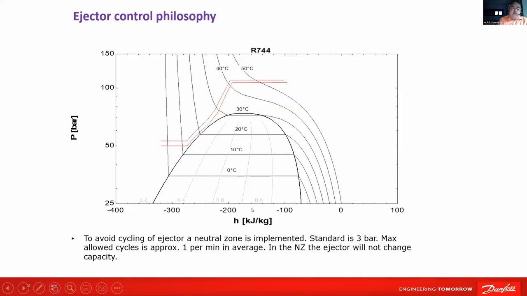I notice the slide number is not visible. The earlier slide was 7. This is 8. Now, using the ejector, this is the curve we will be trying to control.